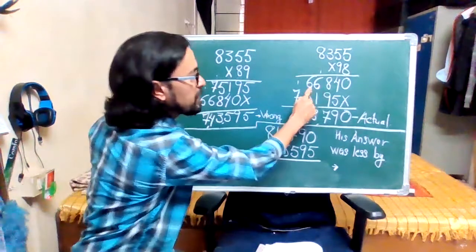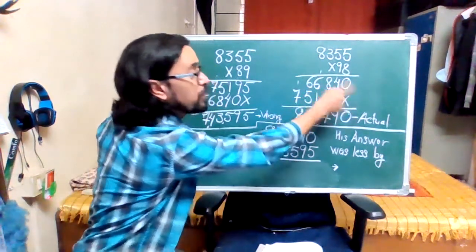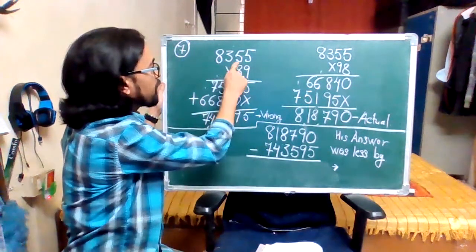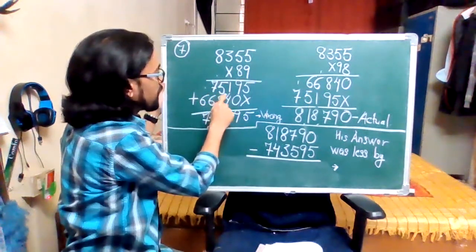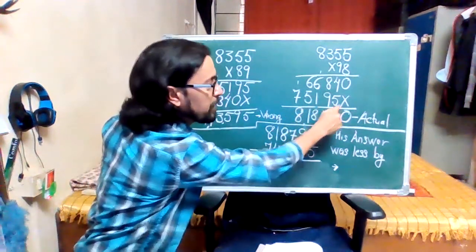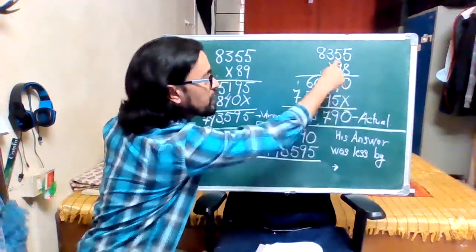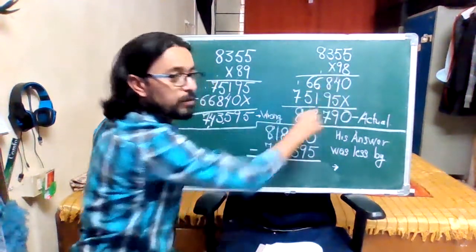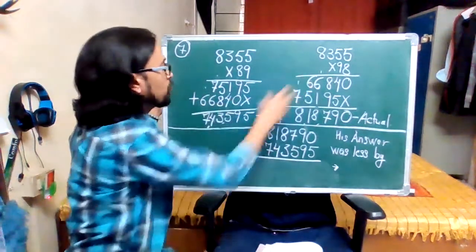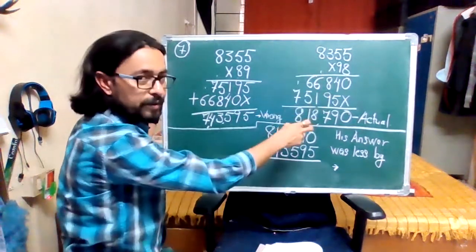66840. The same 66840, I'll put it in the first place. Then when I multiplied 8355 by 9, I got 75195. That 75195 will come in the second place with a cross because we always start from under the number to begin to multiply with each digit. So the same numbers go there, but in reverse order.